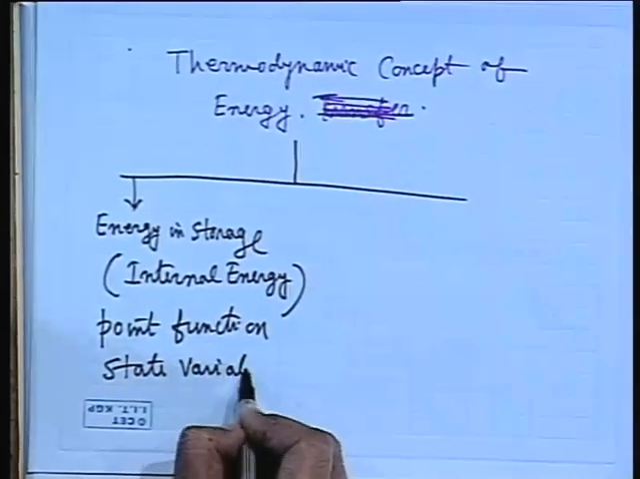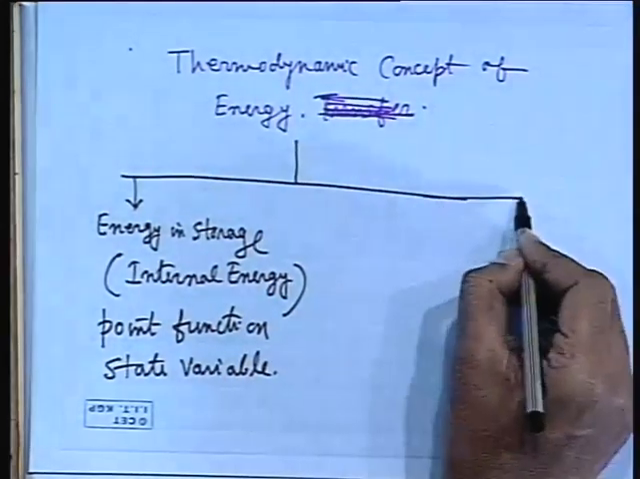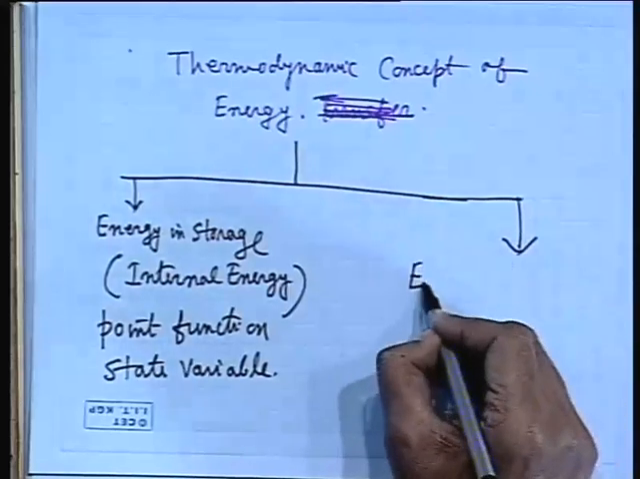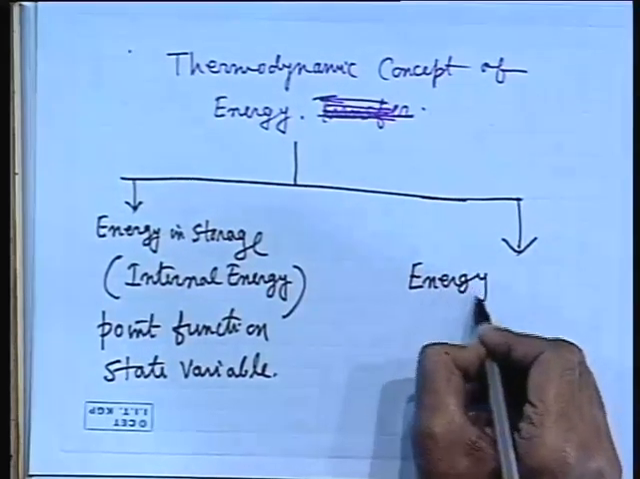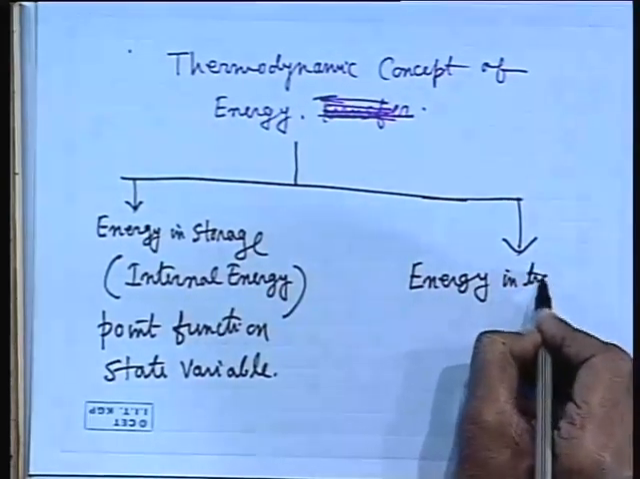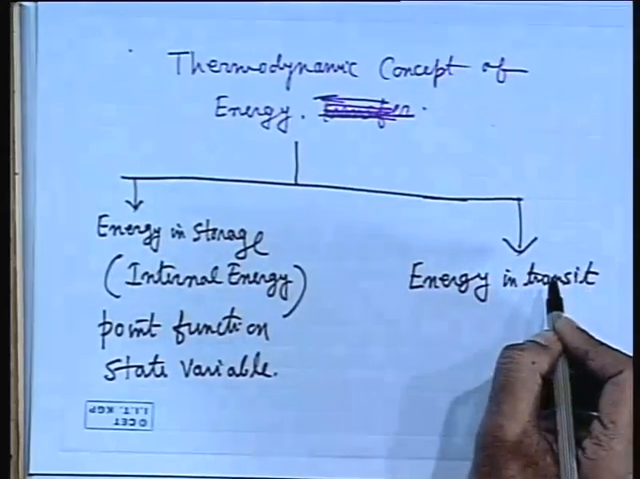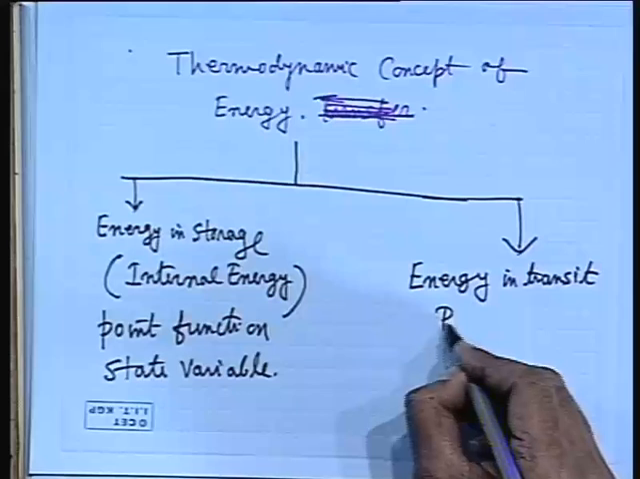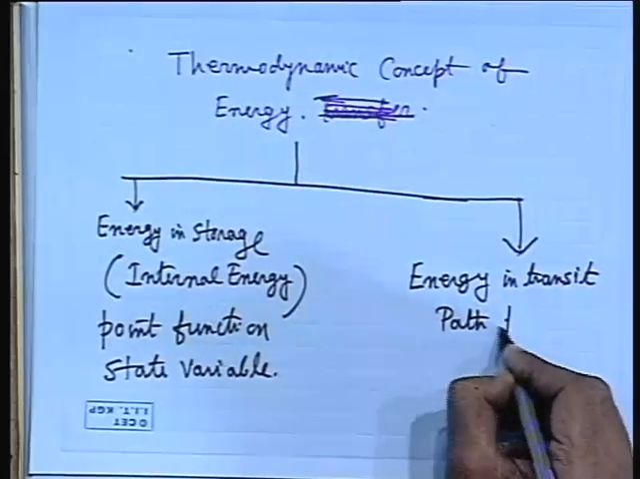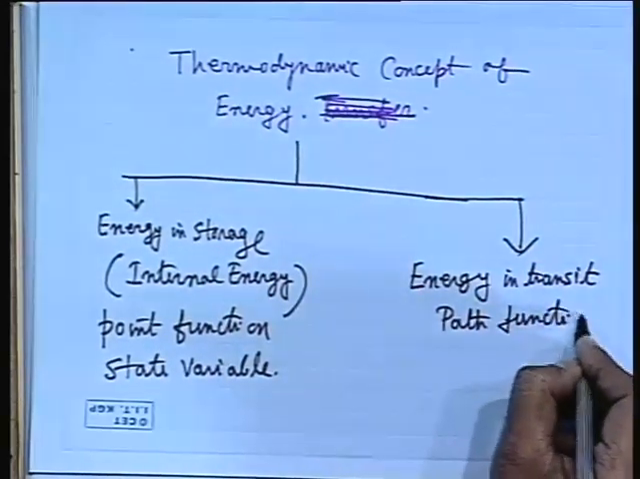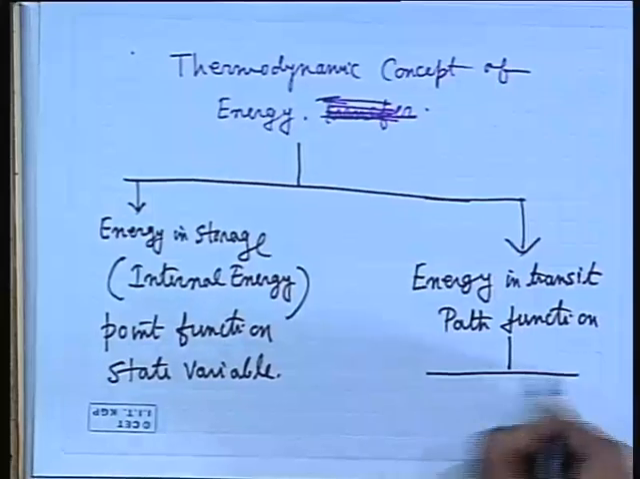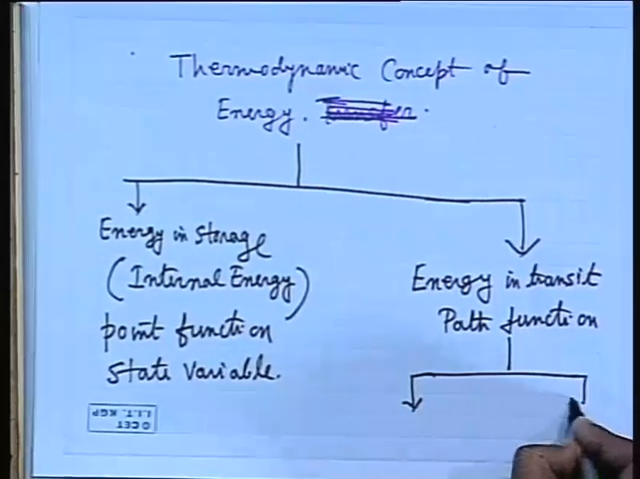That means this is associated with the state of the system. Another form of energy is energy in transit, which is the energy transferred between a system and the surroundings. So these are path functions. And this energy in transit, or energy transfer, again can be divided into two groups.